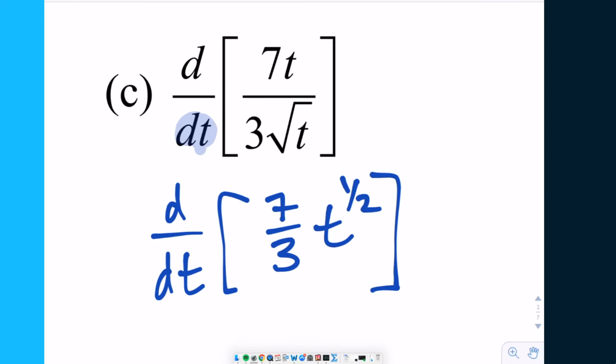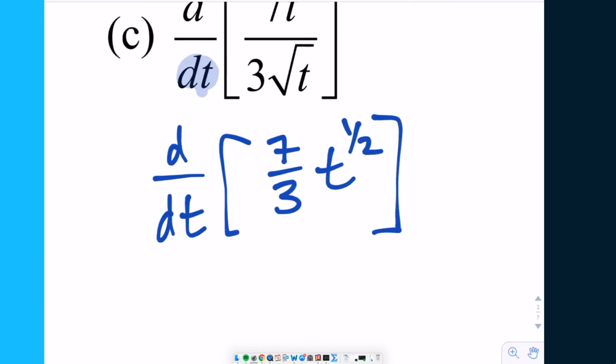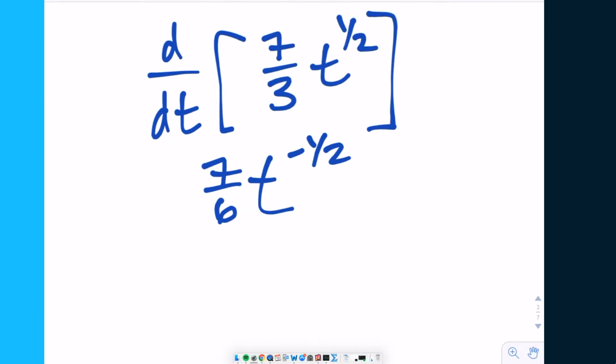Number times variable to the power. So now we're ready to differentiate. 7/3 times a half is what? 7/6. You just multiply straight across. t to the 1/2 minus 1 is negative 1/2. And again, notice the d dt is gone. In fact, it's a banned substance. So now if we clean that up, it's 7/6. See, the negative brings it back down. The 1/2 puts it back under a radical.